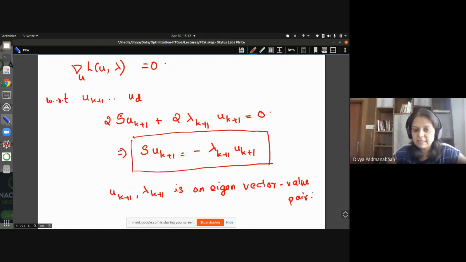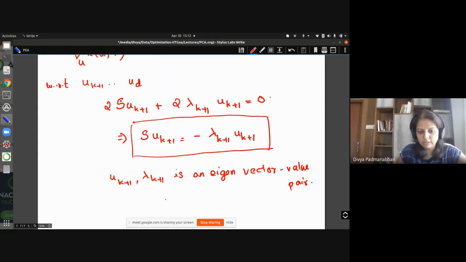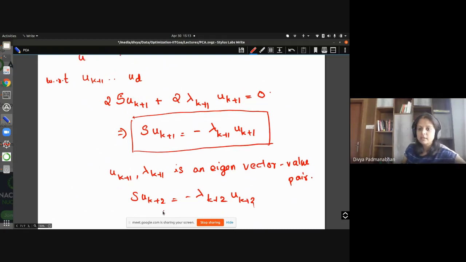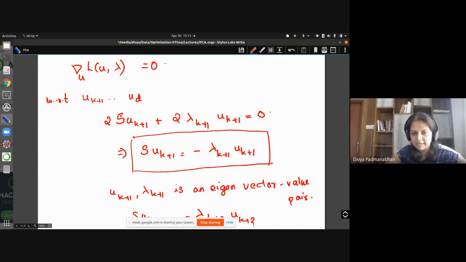Okay, so that's going to be the case with everything from k+1 to d. So same thing, you will get u_{k+2} is going to be some minus lambda_{k+2} u_{k+2}. So like that you will get, and all these u's turn out to be the eigenvectors. Okay, so now which of these eigenvectors should you take? I can ignore this minus sign because these lambdas have no sign restrictions.